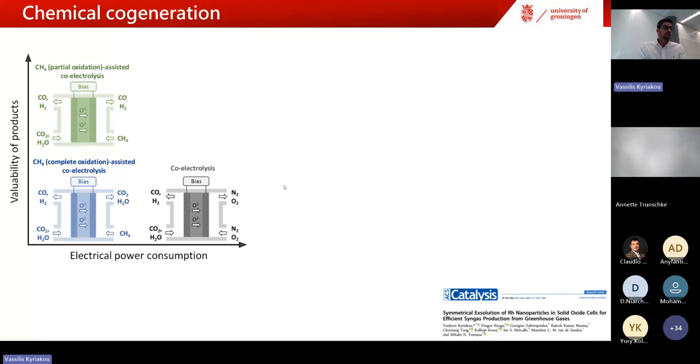I will go a little bit further. This is a concept of co-electrolysis. You see it here with a dark gray on the end. And here I have plotted what could be the electrical power consumption possible and what will be the viability of your products.